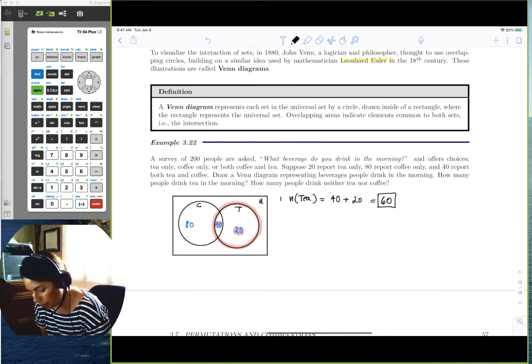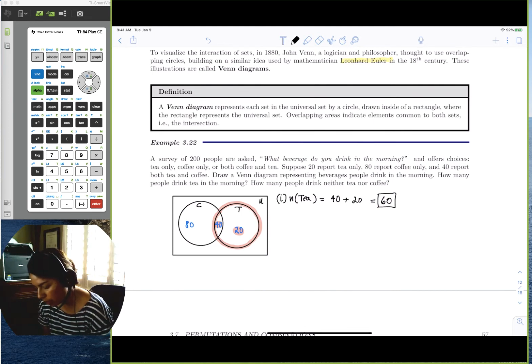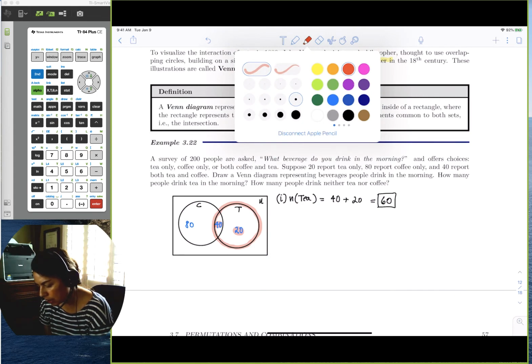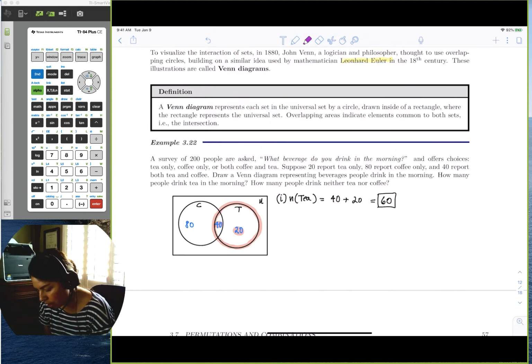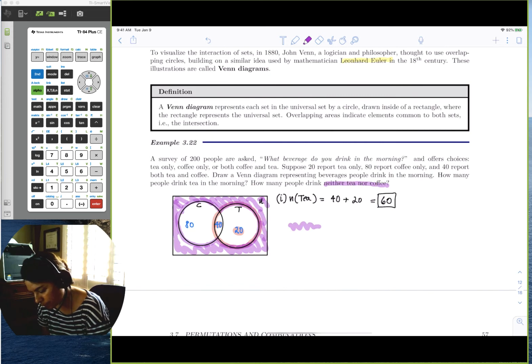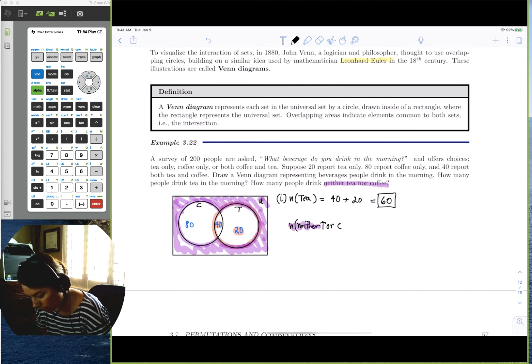Okay, so the second part would be how many people drink neither tea nor coffee. So now what I'm looking at is, let's do purple, neither tea nor coffee. So I want people who drink maybe orange juice in the morning or Red Bull. So here's coffee and tea, and here's everyone that drinks something else. Right, so that's the number of people that drink neither tea or coffee.